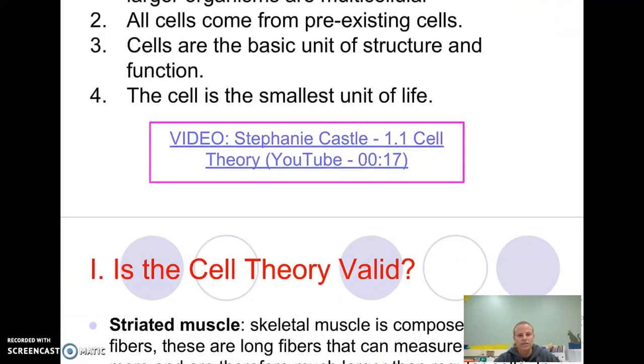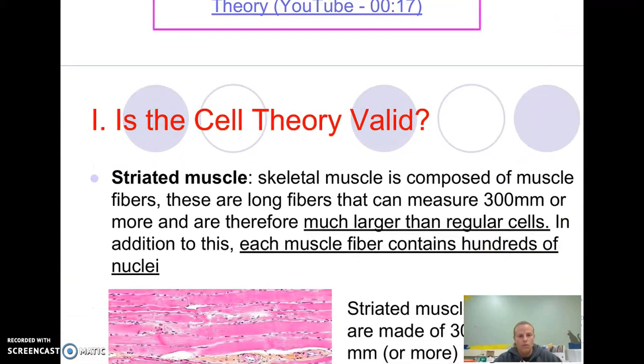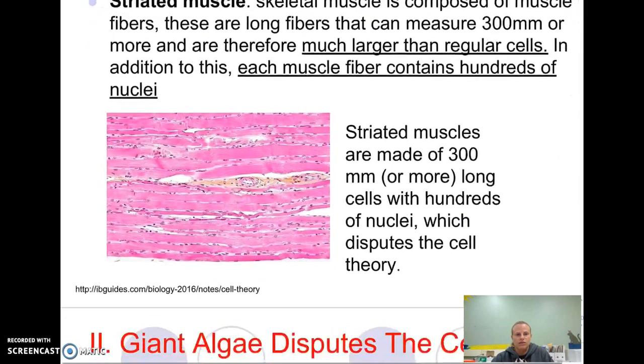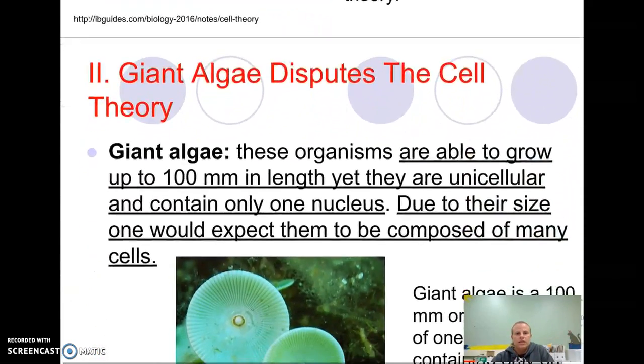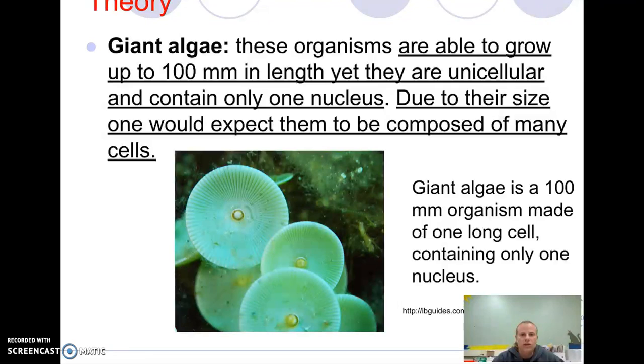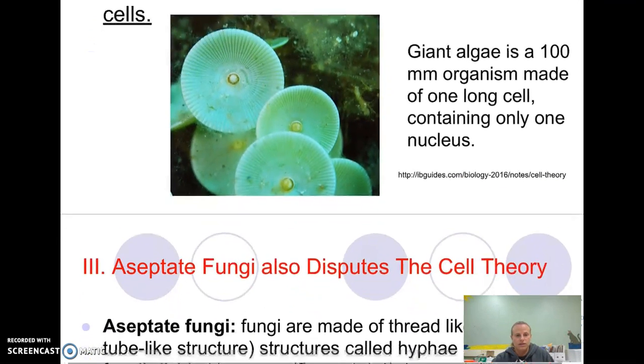However, there are always exceptions to the cell theory. One of the exceptions to the cell theory is striated muscle. Striated muscle is much larger than regular cells, but it's still unicellular. And each muscle fiber contains hundreds of nuclei. Usually each cell only contains one nucleus. The giant algae dispute this theory because the giant algae are unicellular and have only one nucleus, even though they're rather large. So according to the cell theory, scientists would expect these giant algae to be multicellular.